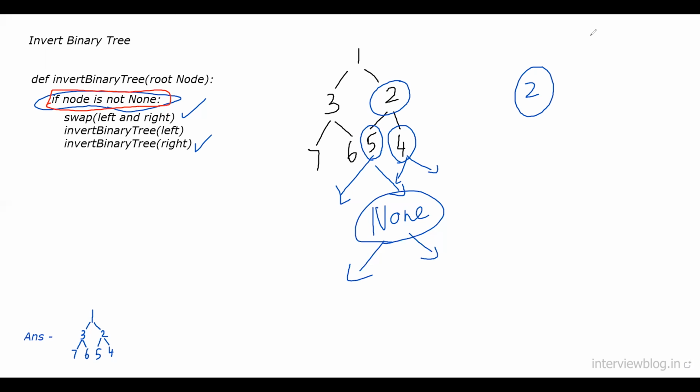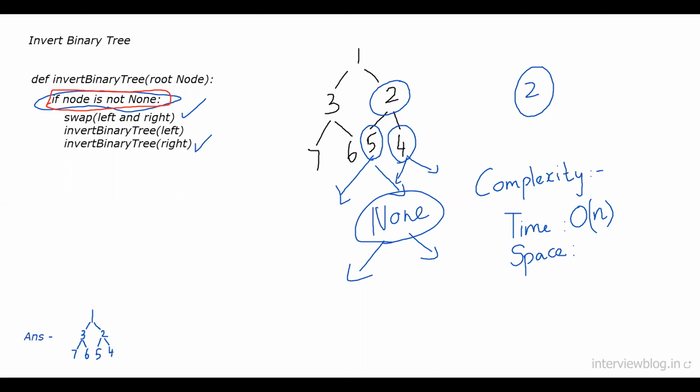Let us now analyze the time and space complexity of our solution. The time complexity of our solution tends to be big O of n, where n is the number of nodes in the given input binary tree. This is because we are visiting each and every node at least once in the given input binary tree. Hence, our time complexity tends to be big O of n.